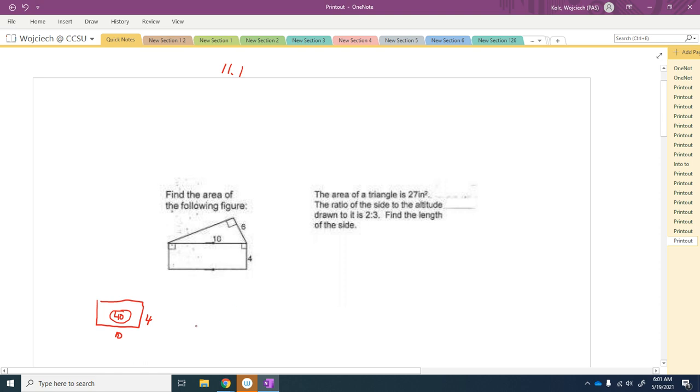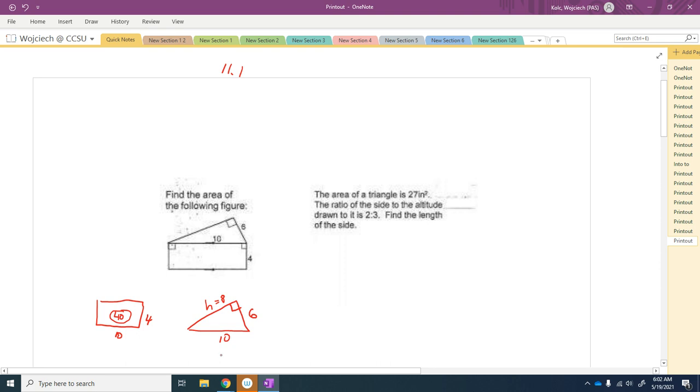Now let's take a look at the triangle. It's a right triangle: 6, 10, and we do not know the length of this side. The 6 and this side are perpendicular, therefore the base is 6 and the height is this side. We can use the Pythagorean theorem, h squared plus 6 squared equals 10 squared, but this is a 6, 8, 10 triple, therefore h equals 8.